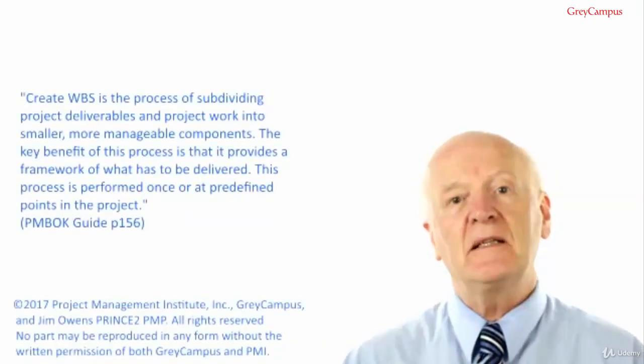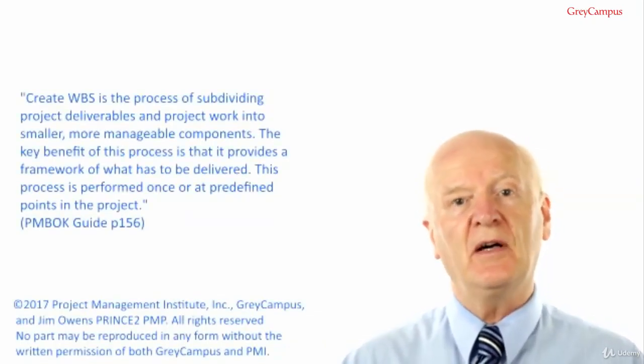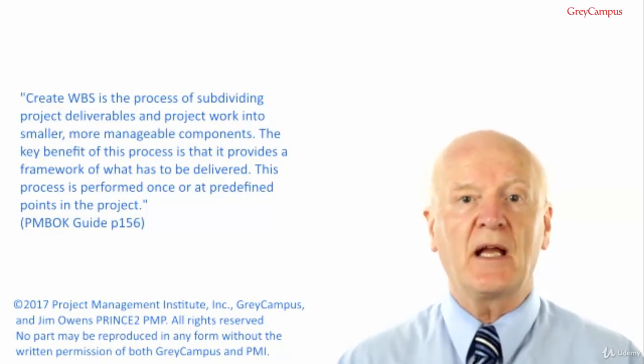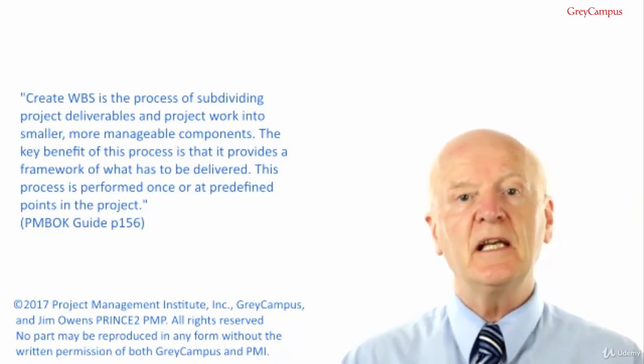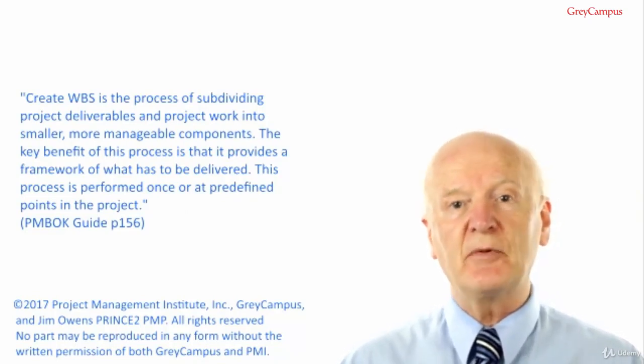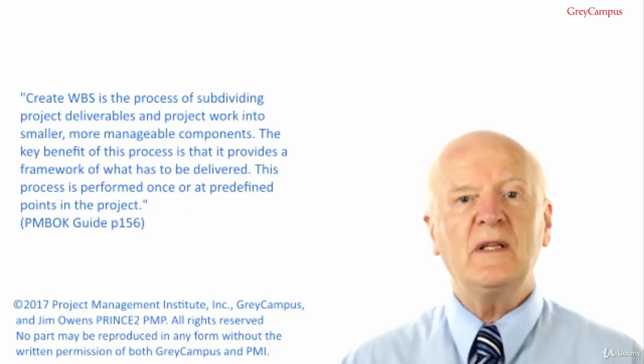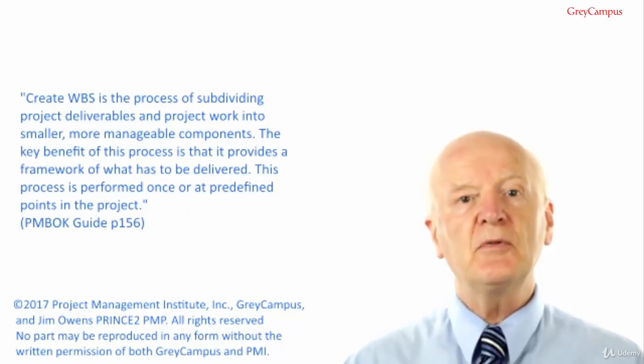5.4 Create Work Breakdown Structure, or WBS. Create Work Breakdown Structure is a process of subdividing project deliverables and project work into smaller, more manageable components. The key benefit of this process is that it provides a framework of what has to be delivered. The process is performed once or at predefined points in the project, as from PMBOK Guide page 156.